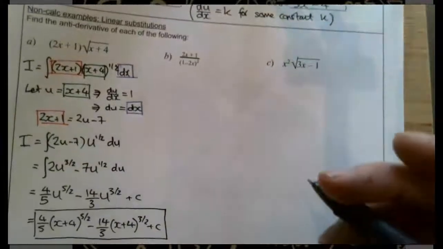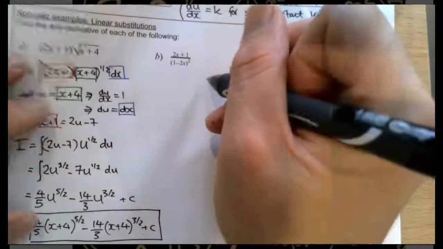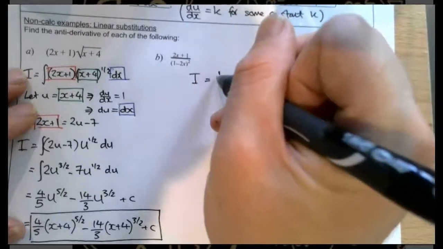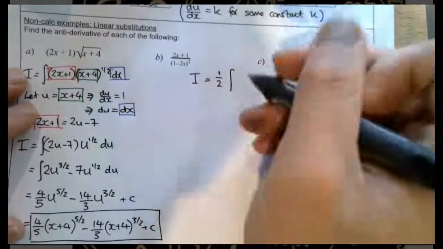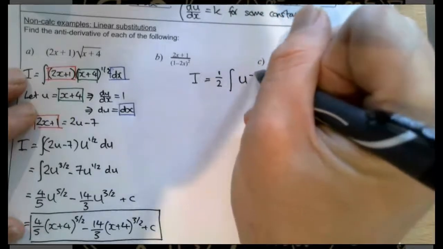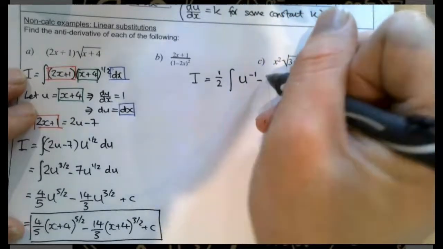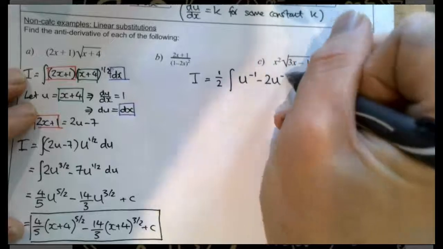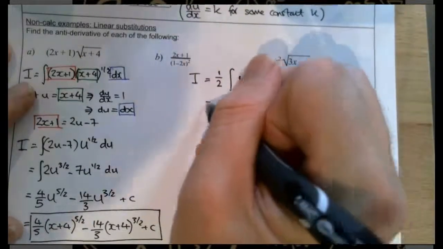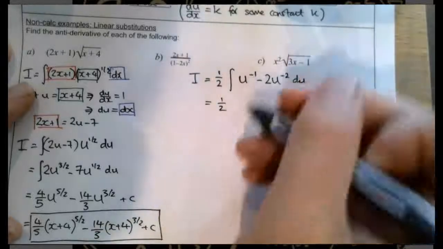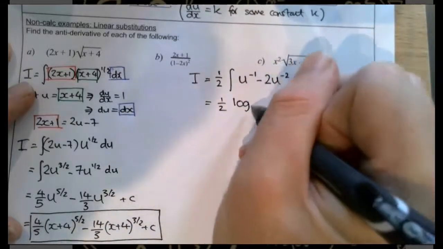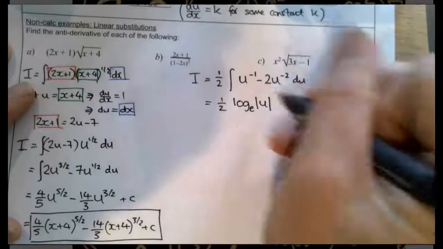And where do I go now? Let me go up here. That means I equals a half of the integral. As I expand that bracket, u to the power minus 1 minus 2 u to the power minus 2 du. That's the integration I need to do, but I can do that. That's easy. U to the power minus 1 is going to give me log base e mod u.